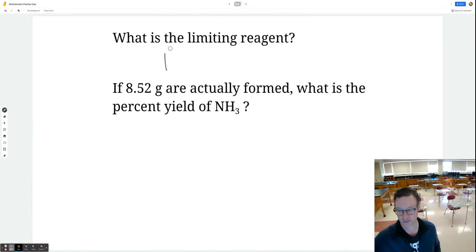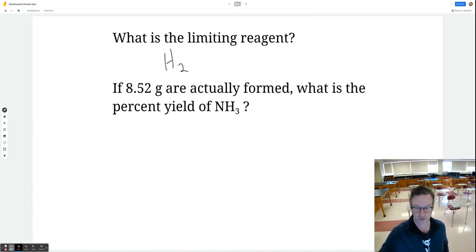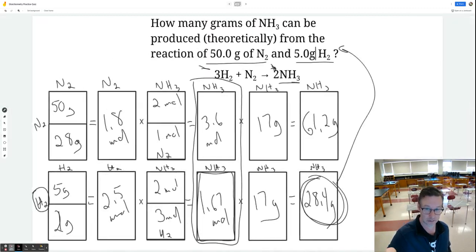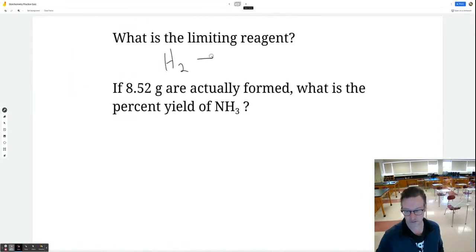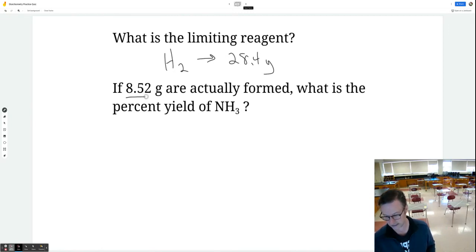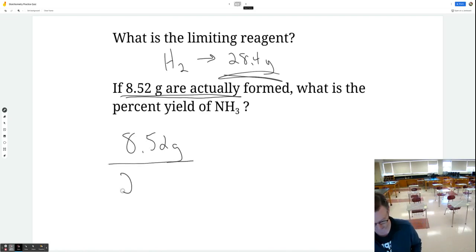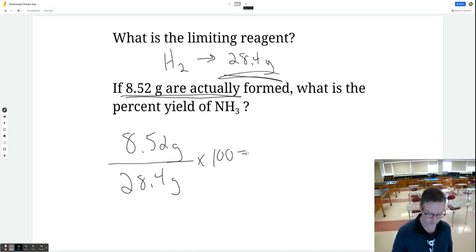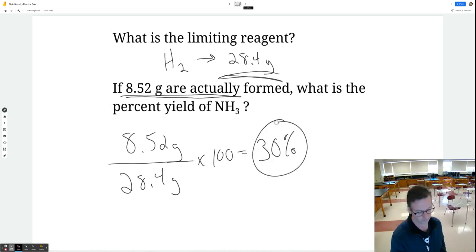We said that the limiting reactant was the H2 because it can only produce 28.4 grams. That's the theoretical yield. What's our percent yield rather? Well, our actual yield is 8.52 grams. We said our theoretical yield based on the limiting reactant is 28.4. We're going to divide that, multiply by 100 to convert it to percentage, and that comes out to 30%. Okay, so not a great yield percentage-wise, but that is what it is.